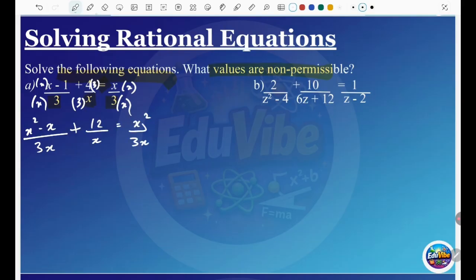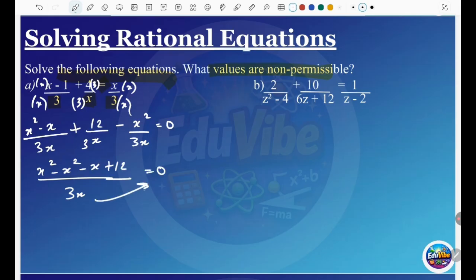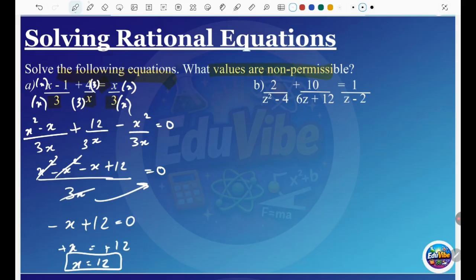That x squared upon 3x goes to that side and makes a negative sign over there. So this will be equal to 0. Now when we take the common denominator, we have x squared minus x squared, we have a minus x, we have a plus 12 is equal to 0. That 3x goes over there and cuts out. We're left with x squared, and x squared goes out. We're left with minus x plus 12 is equal to 0. So minus x is equal to minus 12, the minus cancels, and we get x is equal to 12.